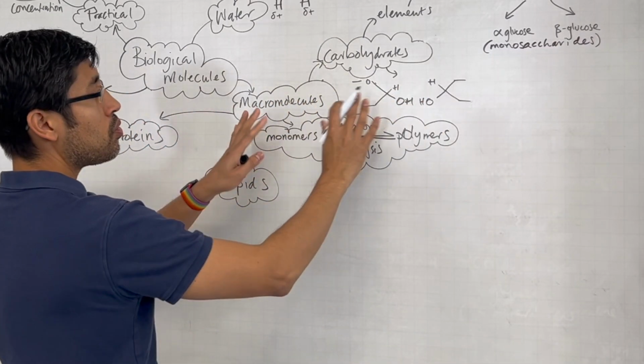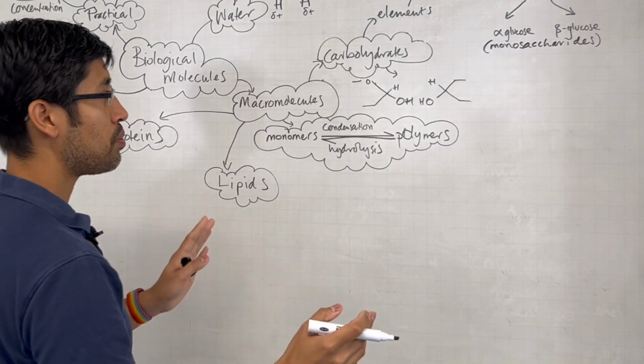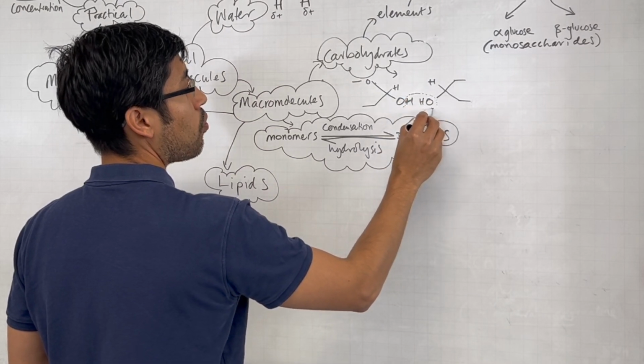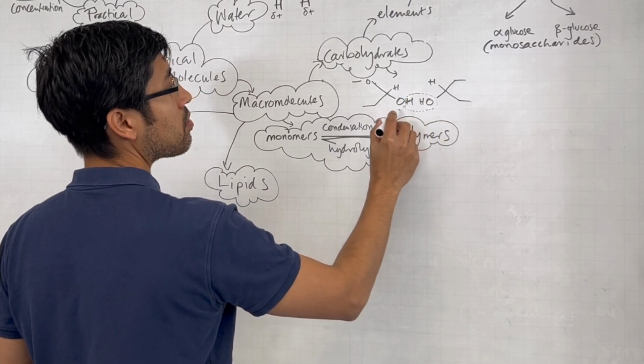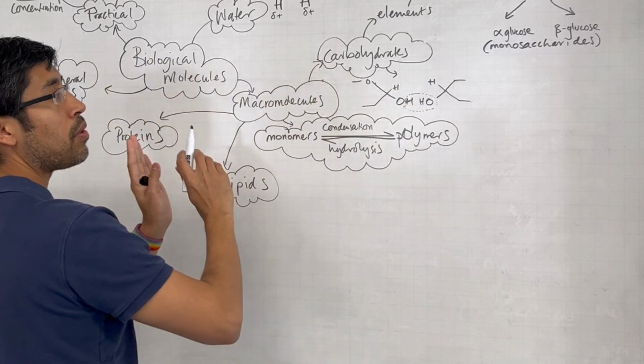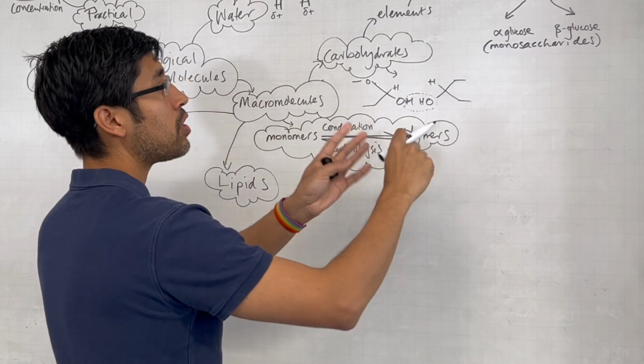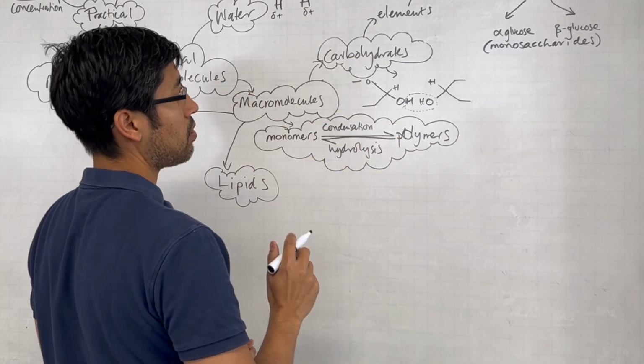Okay, so we've got the two OH groups next to each other. Should be straightforward. The hydrogen from one glucose combines, or the OH group from one monosaccharide combines with the hydrogen and oxygen from the OH group of the other monosaccharide.